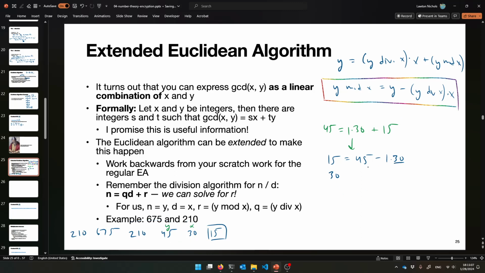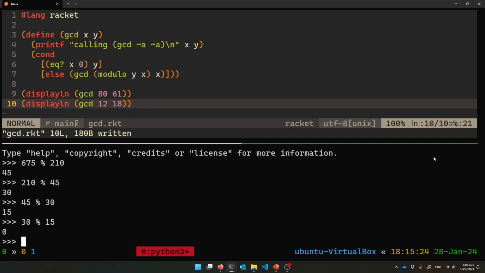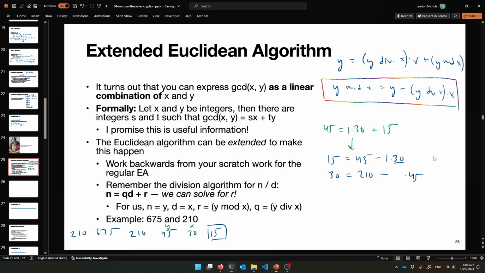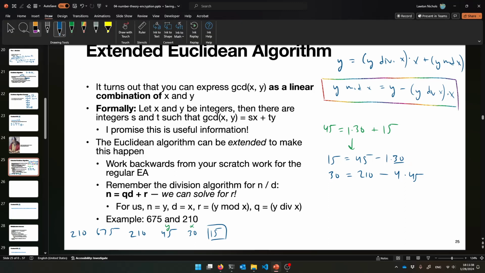Because the answer, again, was 30. I can solve for the 30. 30 is equal to, well, it was 210 mod 45. How did we get that? Well, it was equal to 210 minus whatever the division thing was times 45. It was just the integer division. So it was 210 integer divided by 45 is 4, times 45. And this is the kind of stuff that you're building up. So you have all these equations, and you can keep on building them.